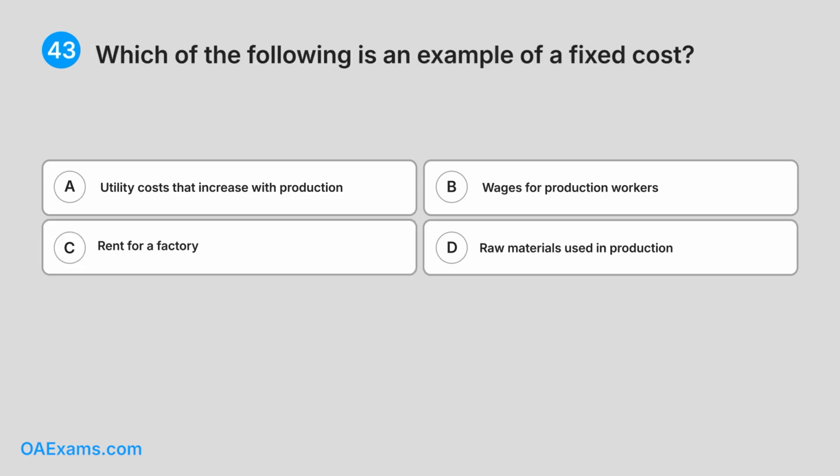43. Which of the following is an example of a fixed cost? A. Utility costs that increase with production. B. Wages for production workers. C. Rent for a factory. D. Raw materials used in production. Can you guess the answer?